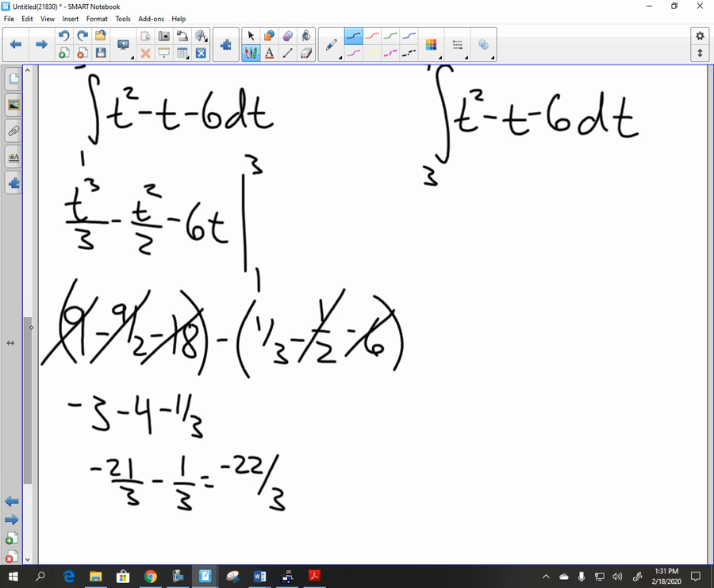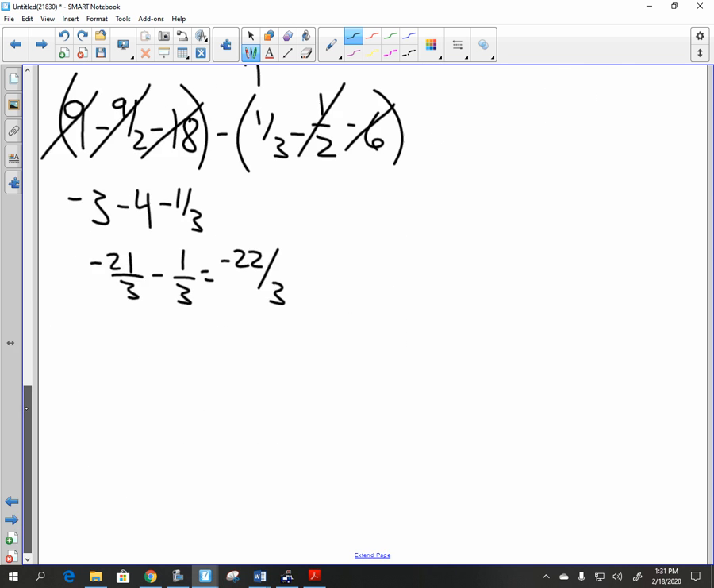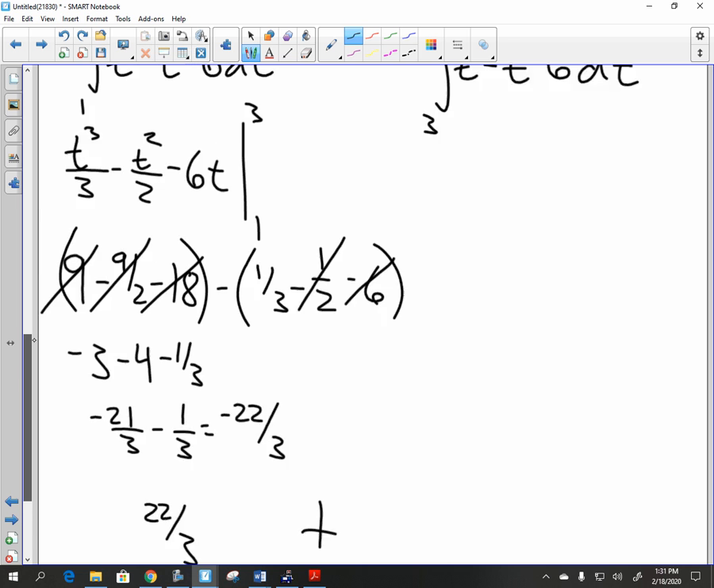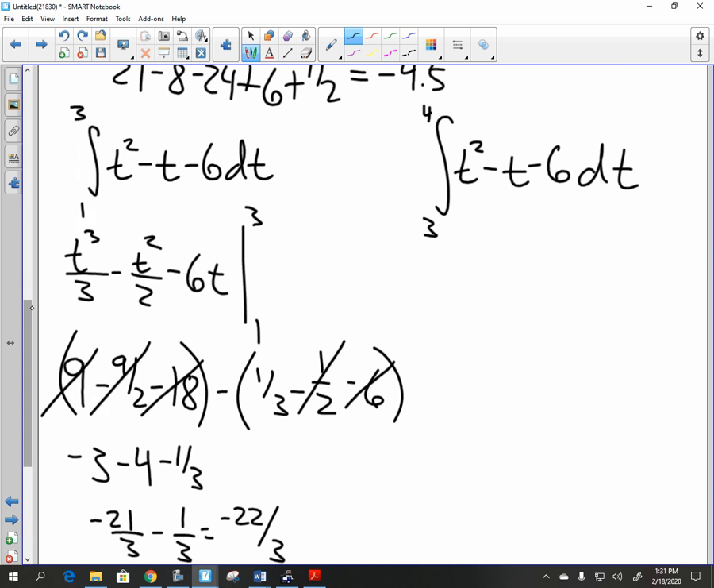So what we needed to do is take the absolute value of that. So the distance traveled in the left direction is 22 over 3. Then we're going to add that to, now I need to do this one over here. Again, we have t cubed over 3 minus t squared over 2 minus 6t.